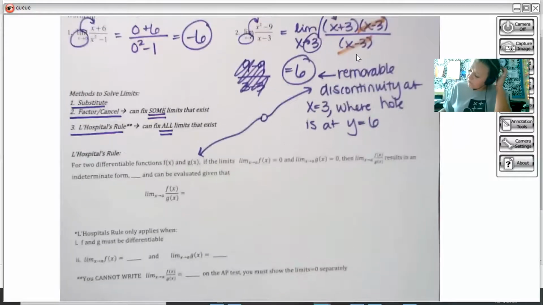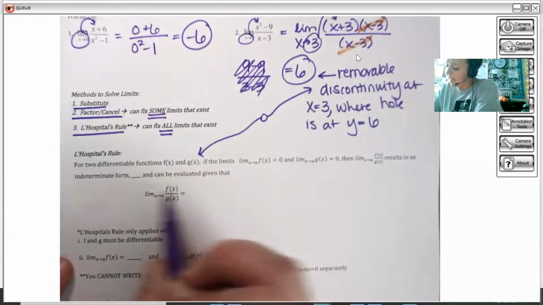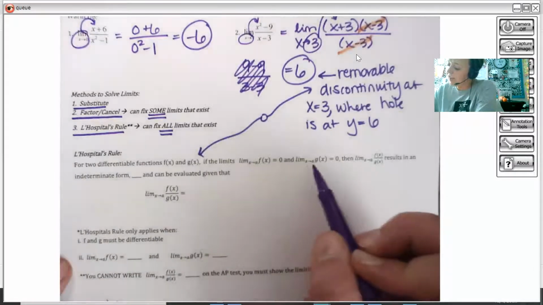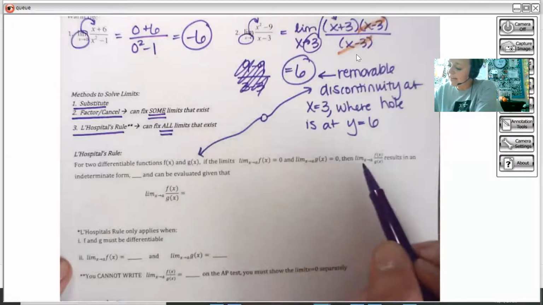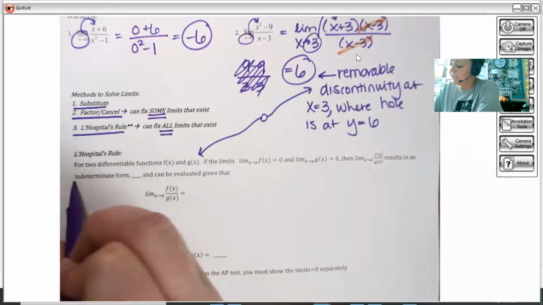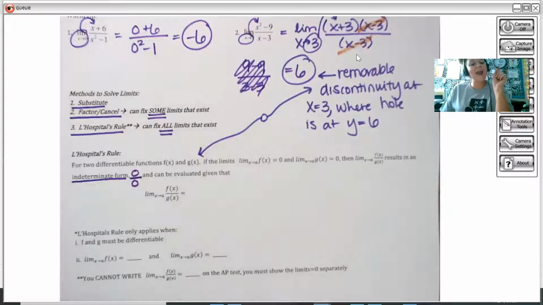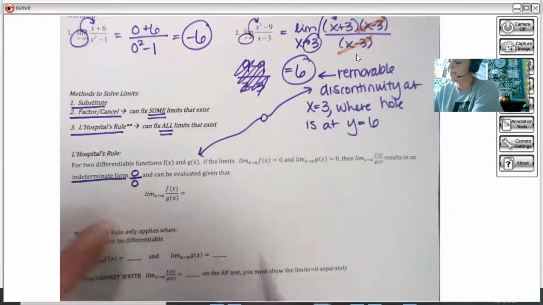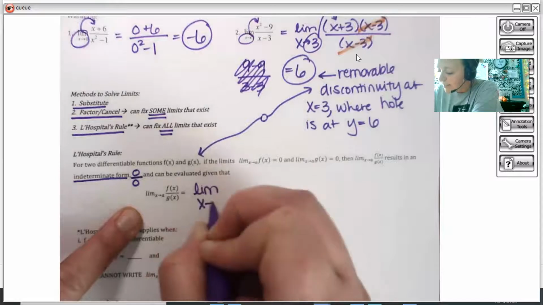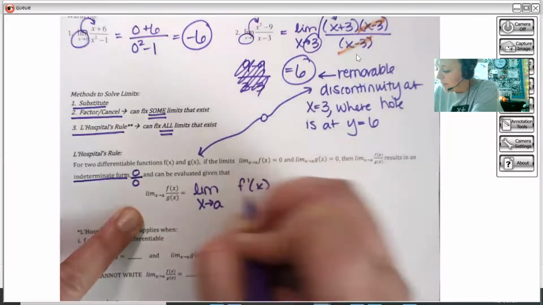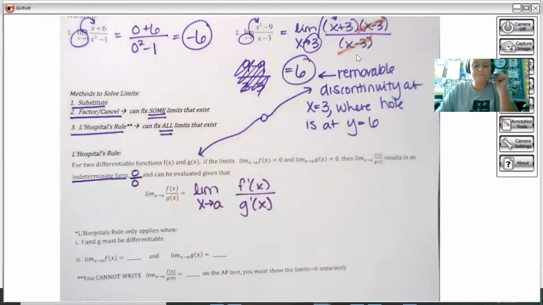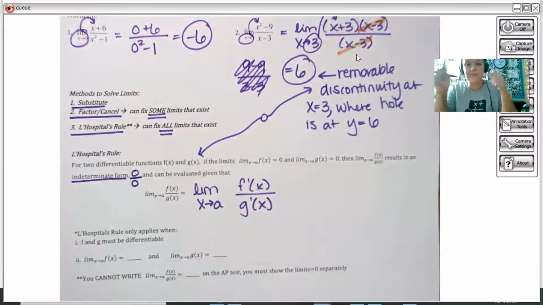It says for 2 differentiable functions, f and g, if the limit as x approaches a of f of x is 0, that would be what I have here on the top, and the limit as x approaches a of g of x is 0, then the limit as x approaches a of f over g results in an indeterminate form, which means that you got 0 on top and 0 on bottom. Whenever that happens, you're allowed to use this rule, which says that this limit is equal to the limit as x approaches a of the derivative of the top divided by the derivative of the bottom. So if your top limit and your bottom limit both come out to be 0, what you're allowed to do is take the derivative of the top and the bottom and then try the limit again, okay?